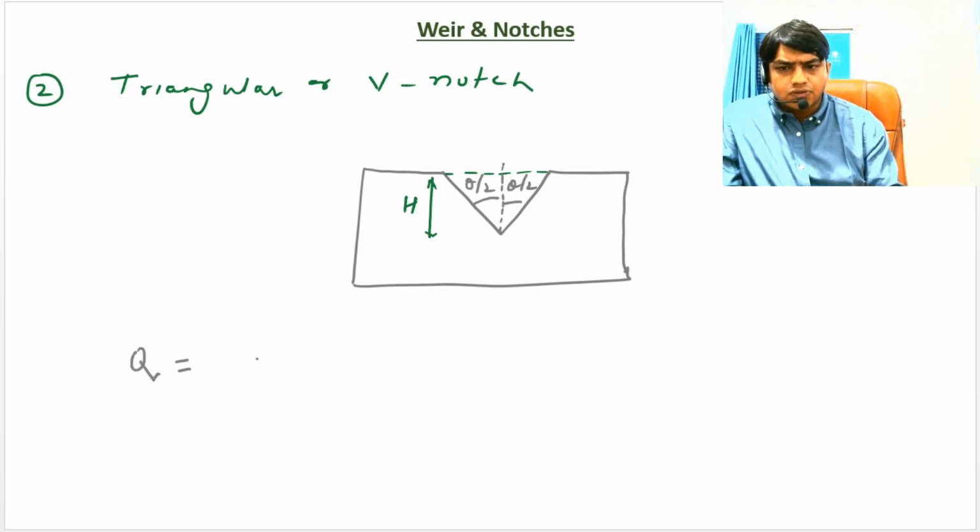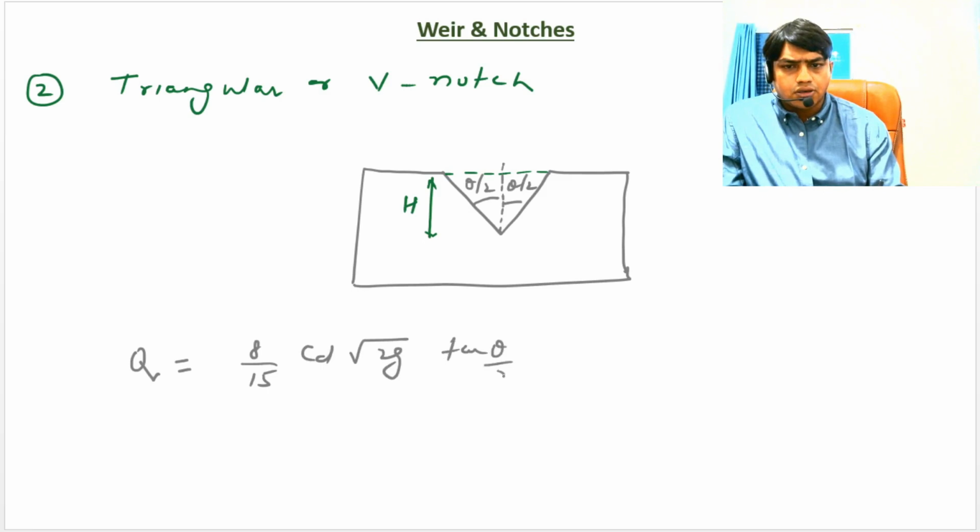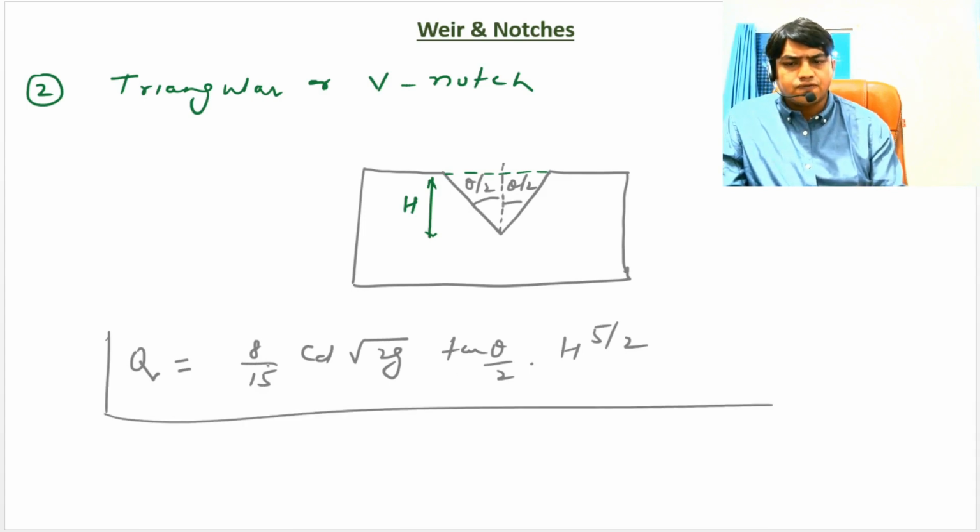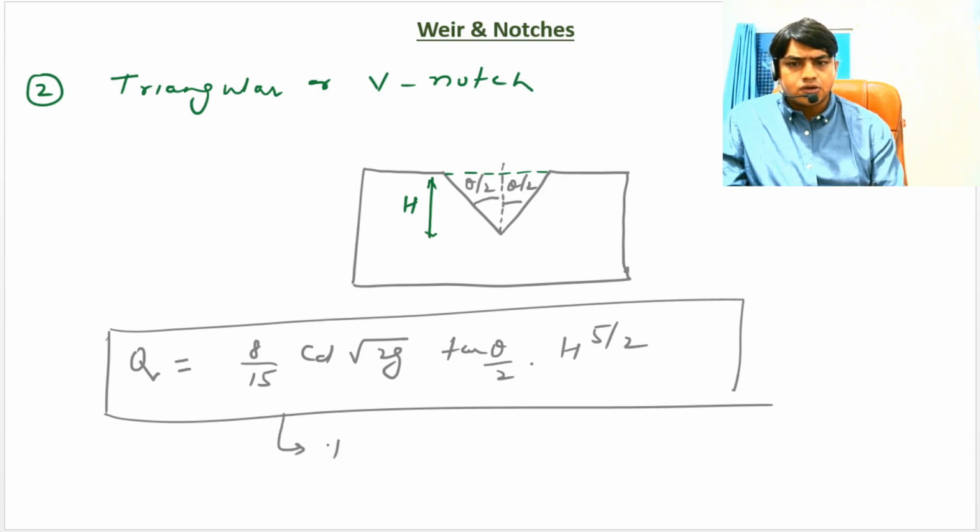So the discharge can be computed, that is equal to 8 by 15 CD root under 2g into tan theta by 2 into H to the power 5 by 2. So this is the expression of discharge for triangular weir or V notch.